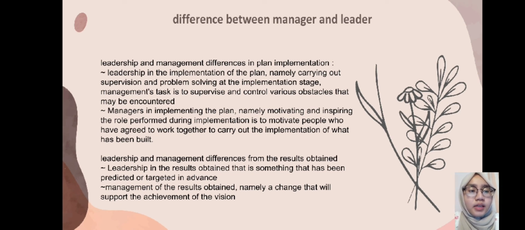The last is how leadership and management differ in the result obtained. In leadership, the result obtained is something that has been predicted or targeted in advance. And then management of the result obtained is namely a change that will support the achievement of the vision. Next presentation will be read by Rayhan.